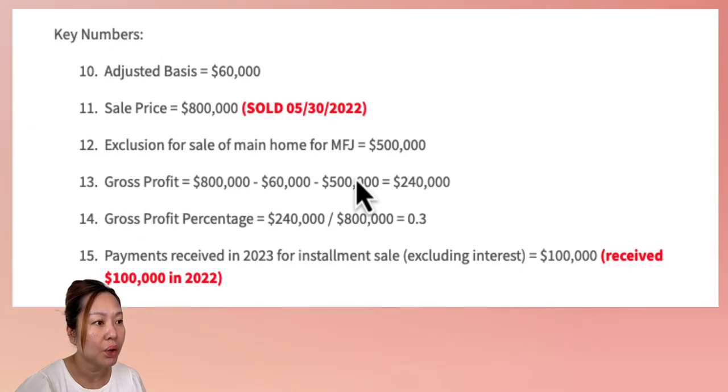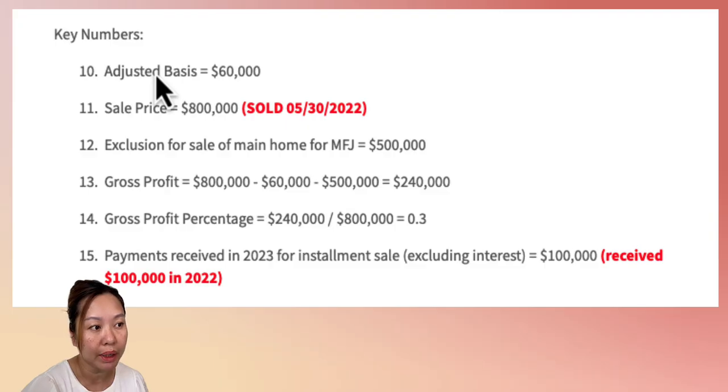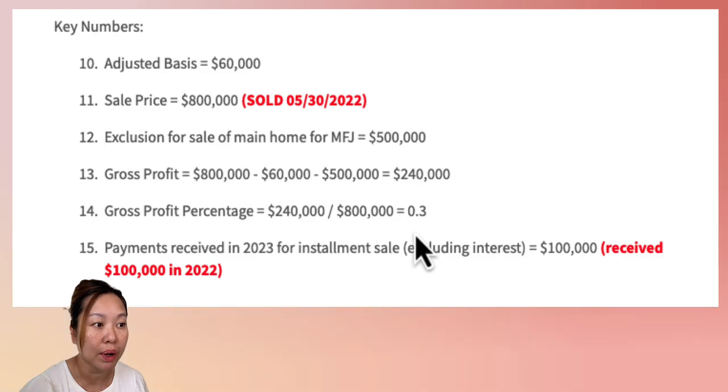So I want to show you our key numbers for the second year. Everything pretty much stays the same, except that we're going to assume that we sold the property back in 2022, on May 30th, 2022. Sale price, adjusted basis, everything is the same. And remember, our exclusion for sale of home is also $500K, so the same, right? So our gross profit is still $140,000. The gross profit percentage is 0.3, which is 30%.